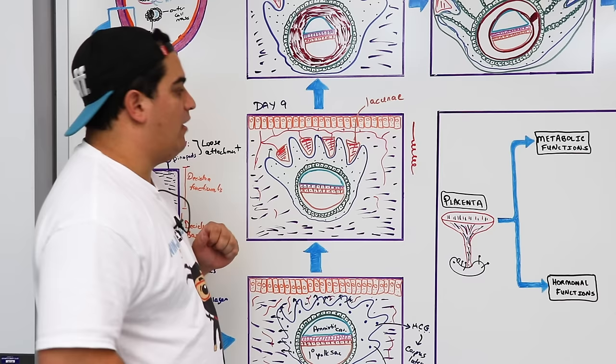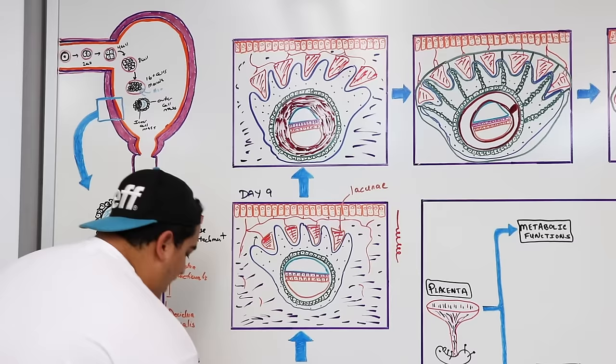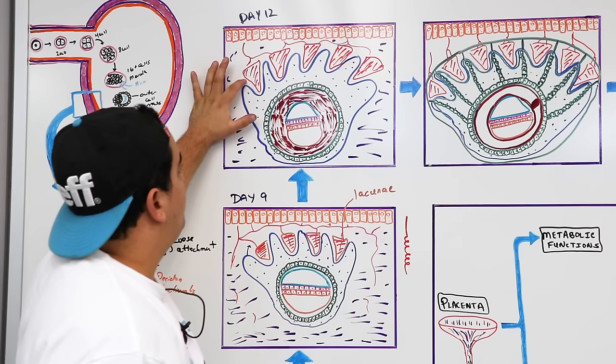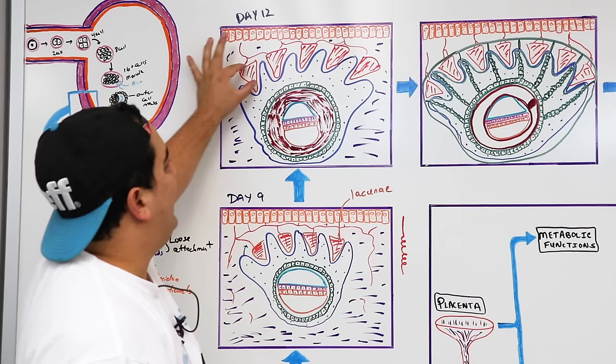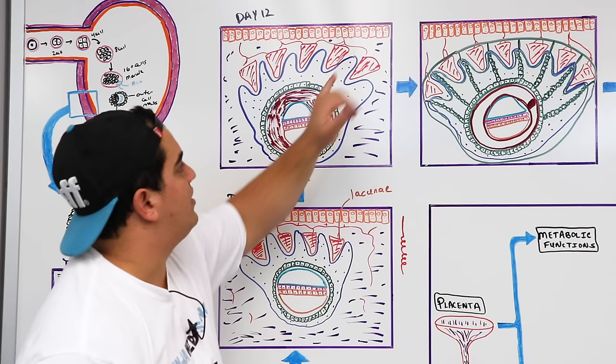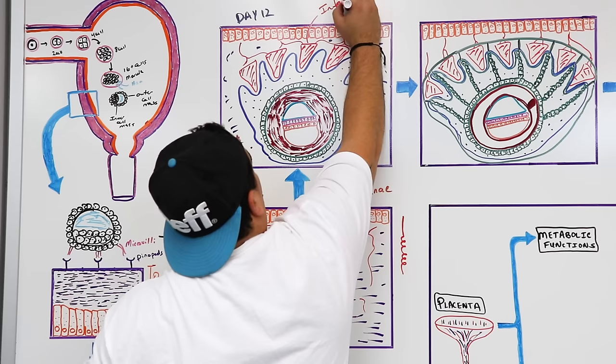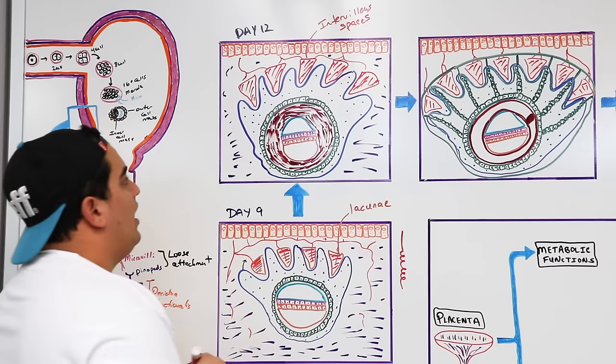Let's say a couple days later, maybe day 12. All right, we're at day 12 now. All that happens here is that these lacunar spaces, we're going to become a little bit more specific. We're going to call them intervillous spaces now, because they're going to be in between these little syncytial villi. And they're going to be filling up with a lot of blood.